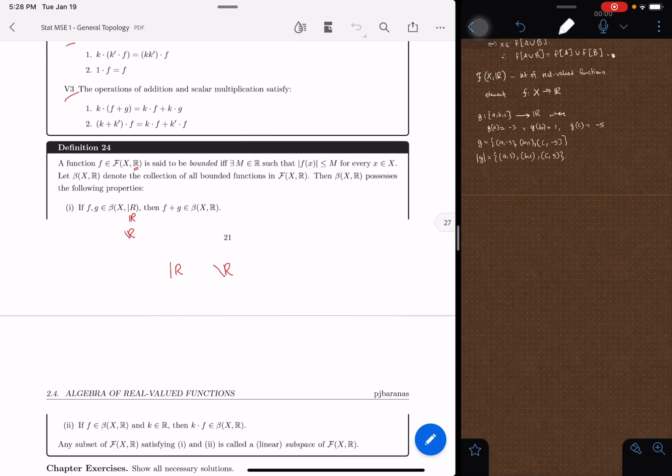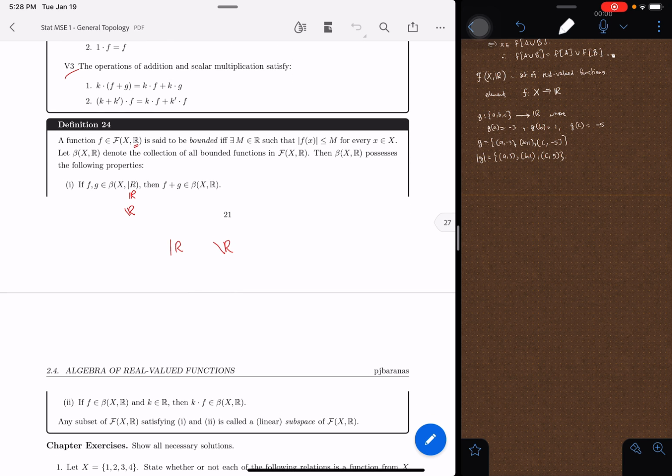And lastly, we have the idea of a bounded function. A function which is an element of the real valued functions is said to be bounded if we can find a positive real number m such that the absolute value of f of x is always less than or equal to m for every x in the domain capital X. We denote by B(X, R) the collection of all bounded functions in script F(X, R).